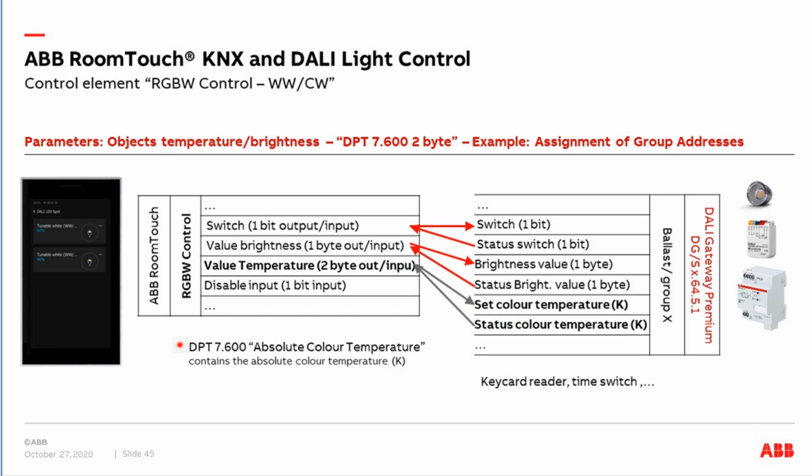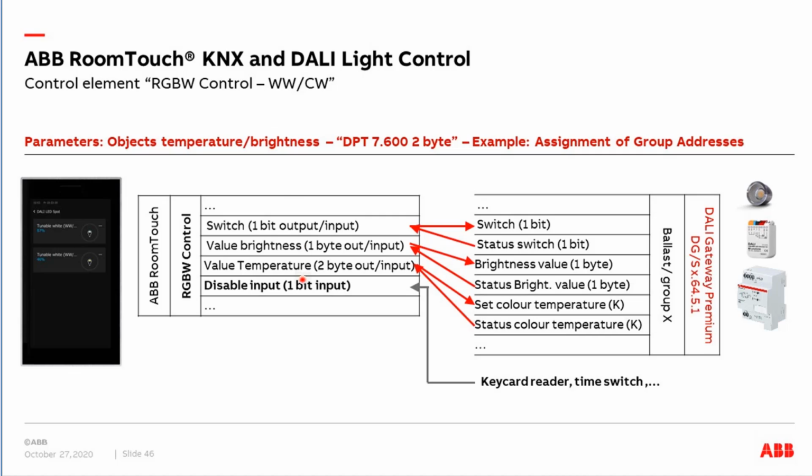And this is the special data point type 7600, the so-called absolute color temperature, and it contains the color temperature value in Kelvin. And if we want to disable, for example, our control, then we send a 1-bit information, maybe via card reader or time switch, and then the end user cannot operate this element. Good, so far these are the group objects which must be linked between our ABB RoomTouch for controlling warm white and cold white and our DALI gateway.